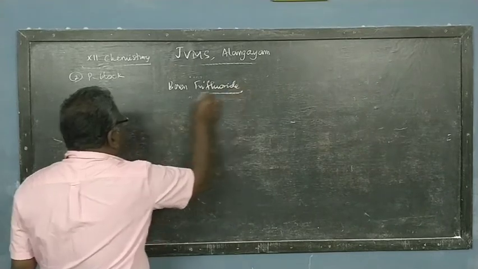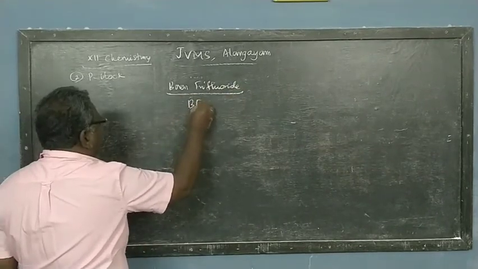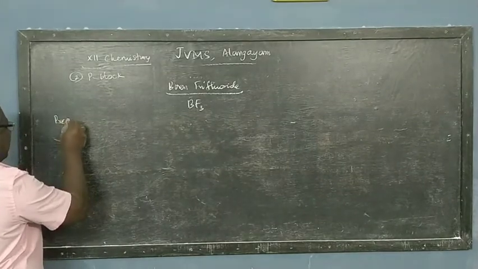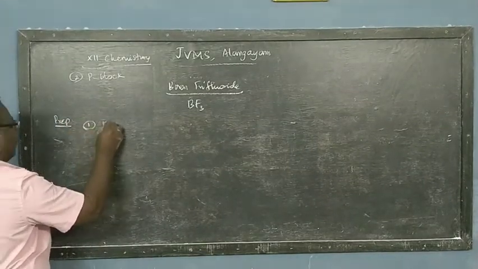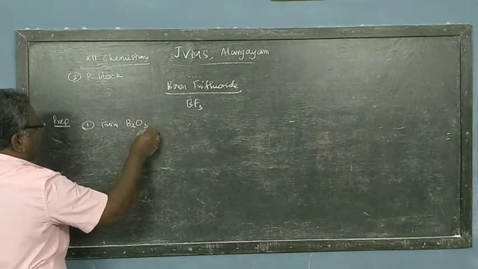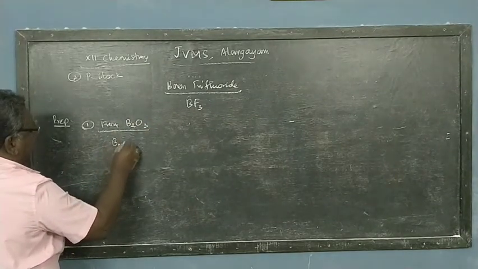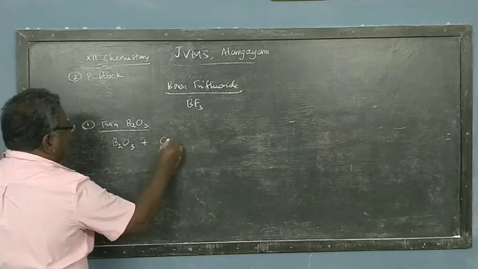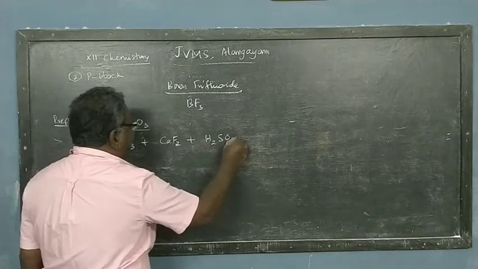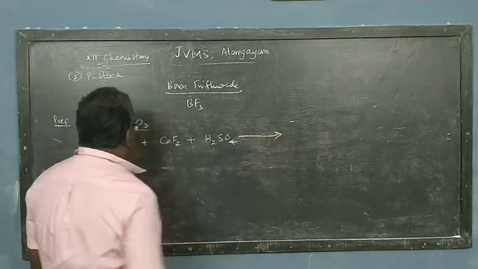So boron trifluoride has got the molecular formula BF3. Its preparation is done by three methods. One, from boron trioxide. Boron trioxide can be heated with calcium fluoride and sulfuric acid, right? Now what are the products that are formed?